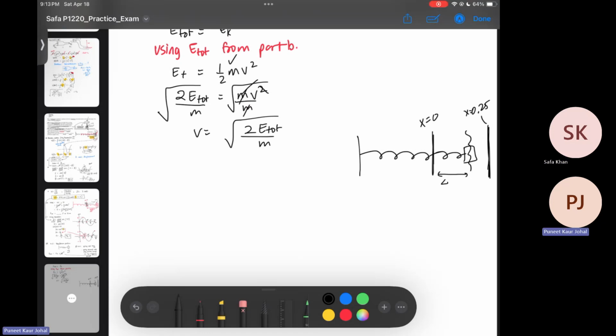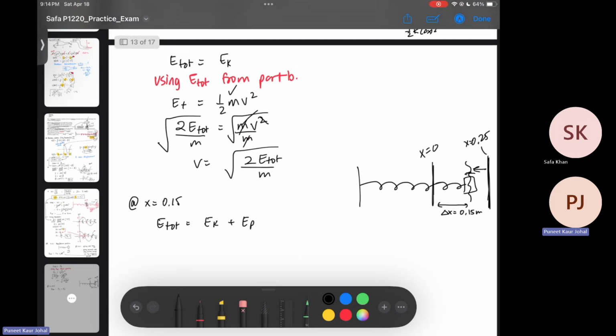So there's some extension, 0.15 meters, which means it's going to have some potential energy in it. And because it has now left, it will also be moving with some velocity. So it's going to have both the components. So for that, we'll just do the potential and kinetic together. Total energy, again, you can use the exact same from part B.